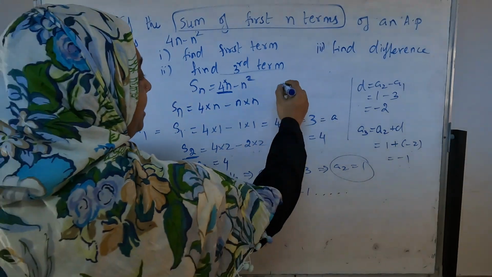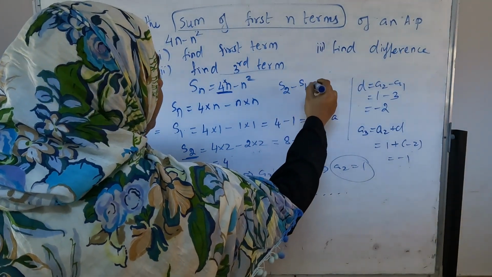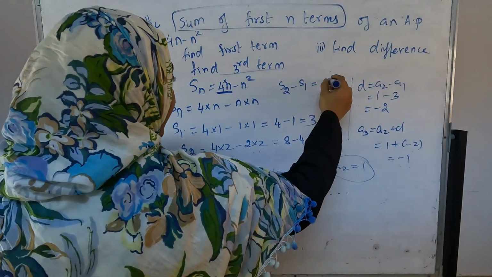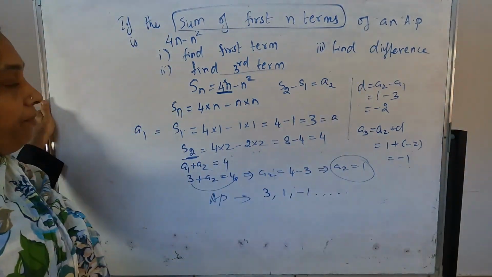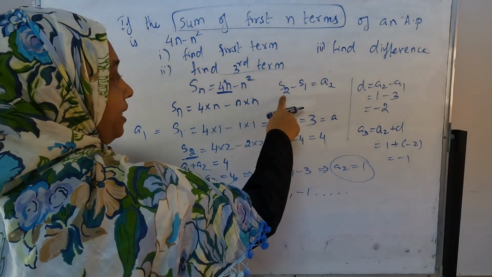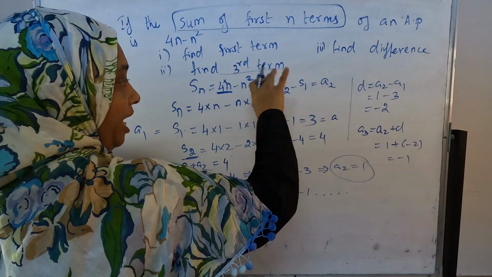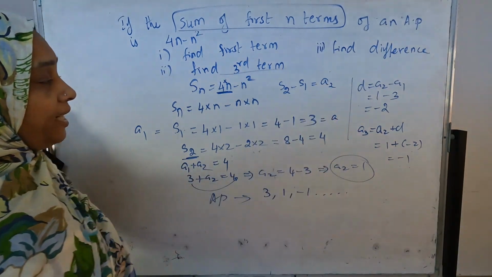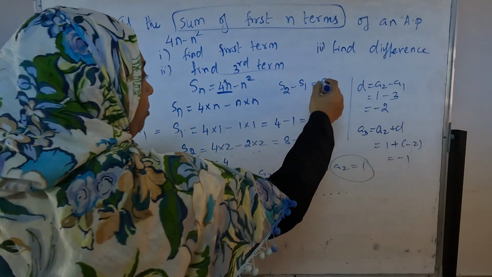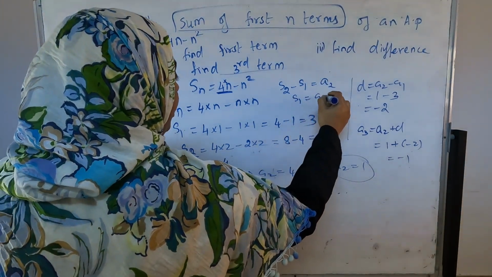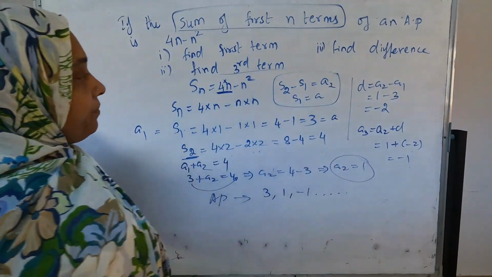Easily you can find this. When you subtract S2 minus S1, that will produce A2, because S1 is A1 and S2 is A2 plus A1. So A1 is eliminated and A2 we will get. S2 minus S1 is A2, and S1 is always A1. Keep this in your mind. Clear?